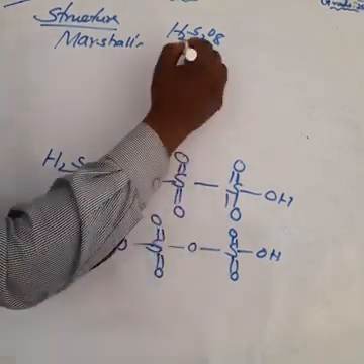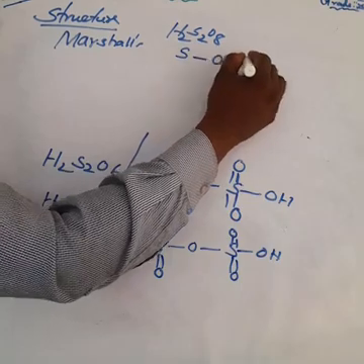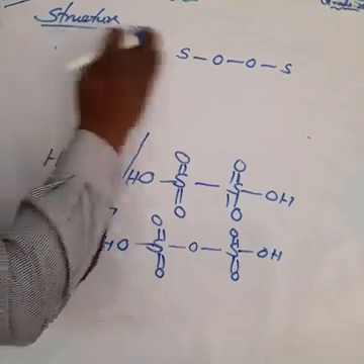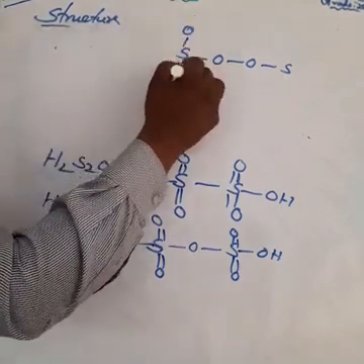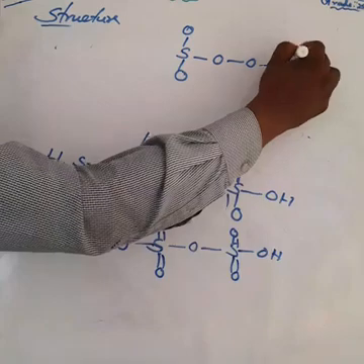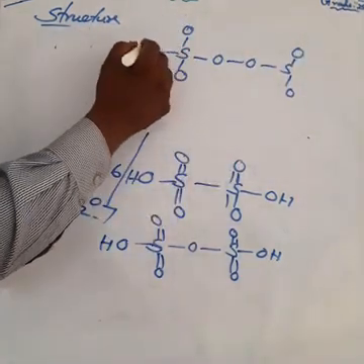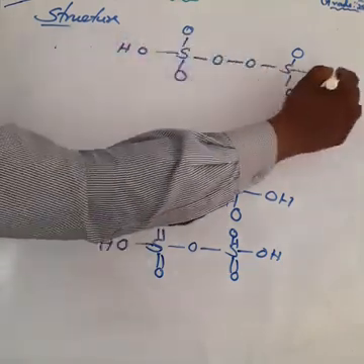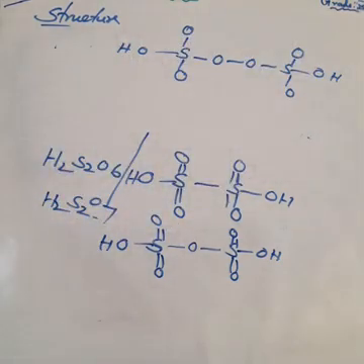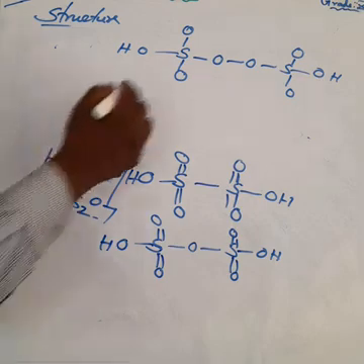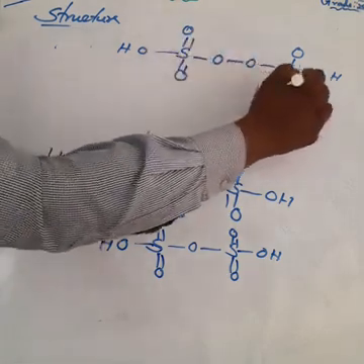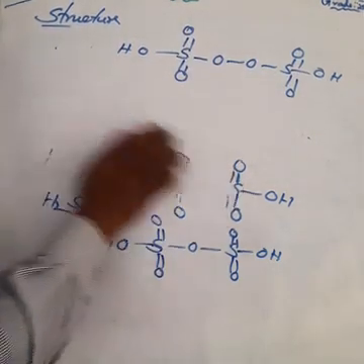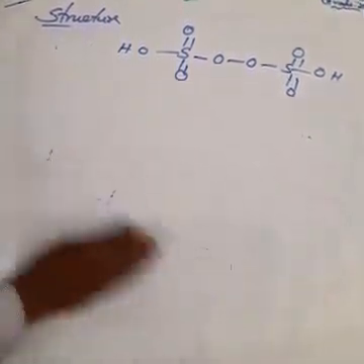Am I right? Sulfur, oxygen, oxygen, again sulfur. Above and below, you have to add oxygen: sulfur oxygen, sulfur oxygen, below sulfur oxygen, sulfur oxygen. Left side oxygen, right side oxygen. So how much hydrogen is there? Left side one hydrogen, right side one hydrogen. Sulfur oxygen bond double bond, sulfur oxygen bond double bond, sulfur oxygen bond double bond. Am I right? That is also over. Next one.